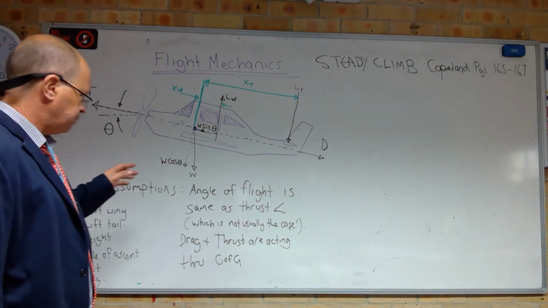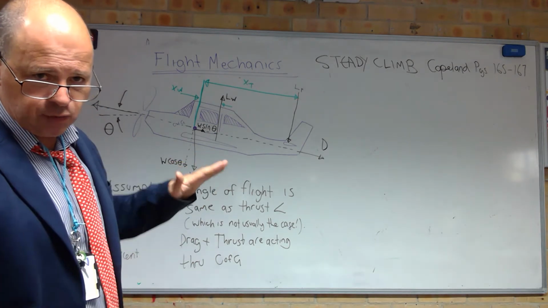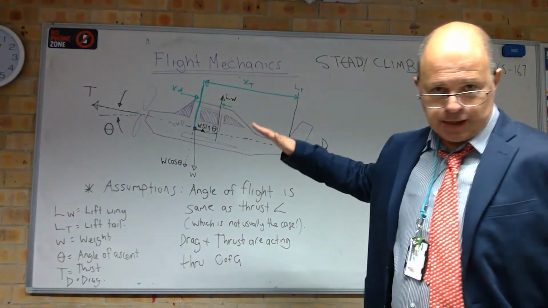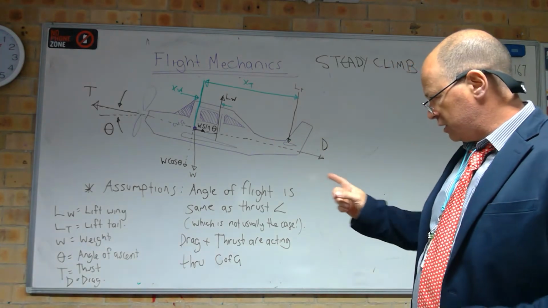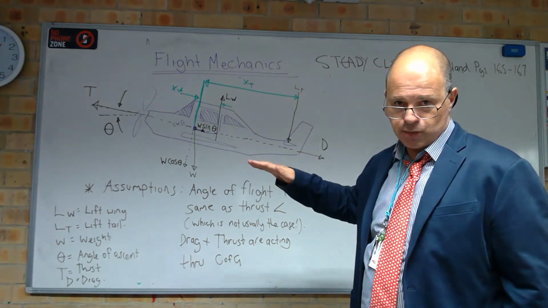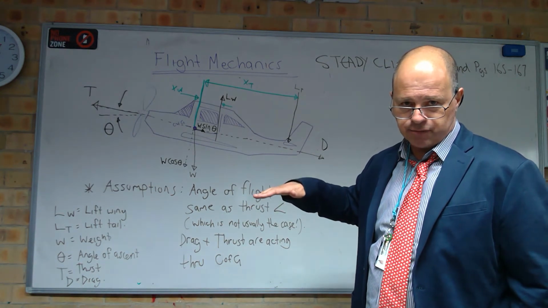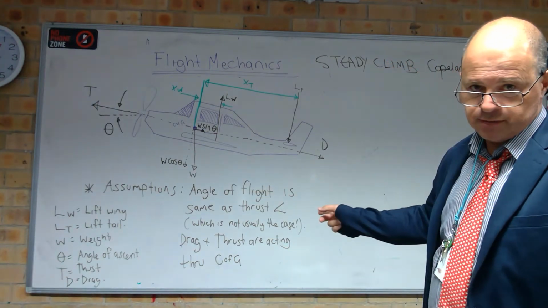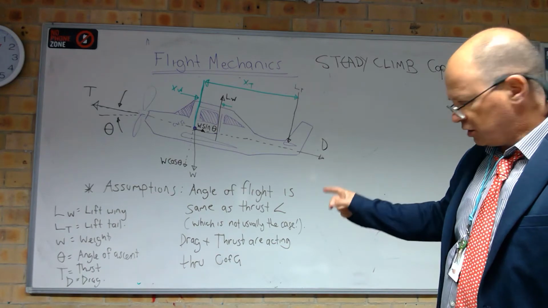You can see here all of the moments that are generated for this aircraft when it's actually climbing, and it's climbing this way. Okay, so your angle is here. Now they've started with assumptions that the angle of flight is the same as the thrust angle. We know from our level flight the thrust angle is actually angled up slightly from the direction of travel, but for this example, they've said we're not going to worry about that too much. It doesn't change it too much.